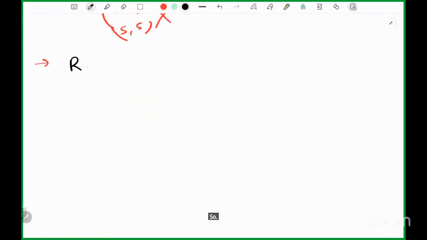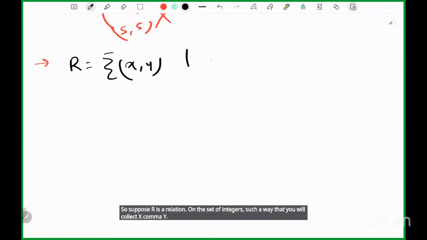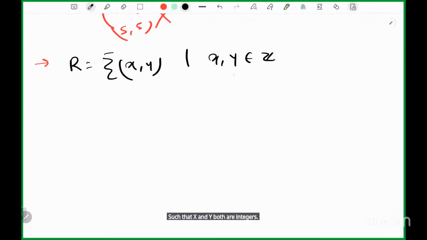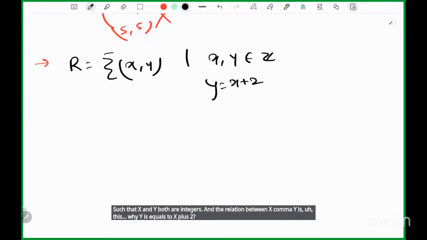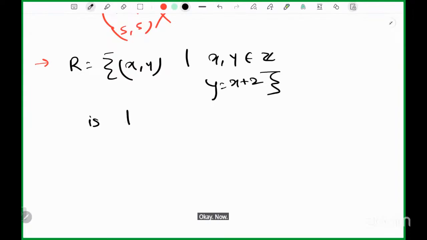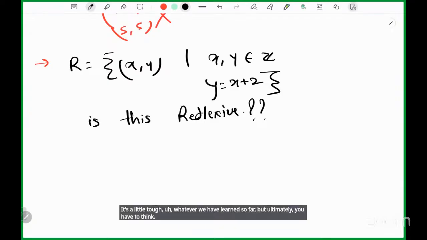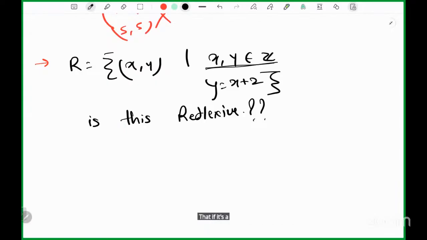Suppose R is a relation on the set of integers such that you collect (x, y) where x and y both are integers, and the relation between x and y is y equals x plus 2. Now, is this reflexive? It's a little tough, whatever we have learned so far, but ultimately you have to think: if it's a relation on Z cross Z, what are the pairs I need to say that this is a reflexive relation? Can you say whether this is a reflexive relation or not?